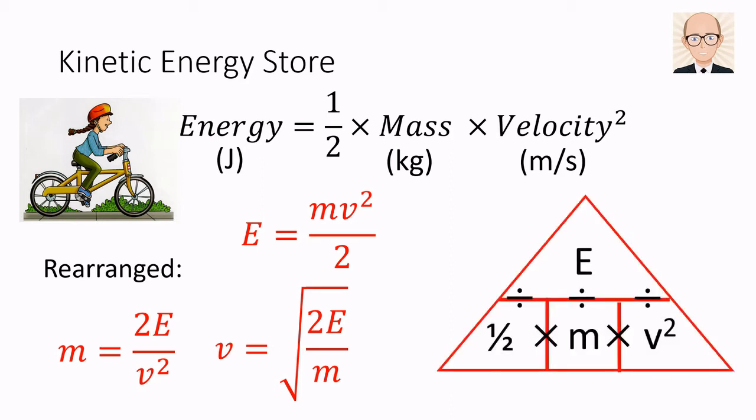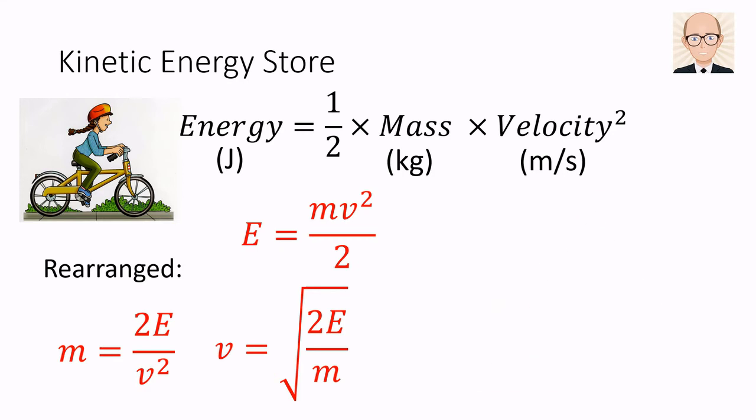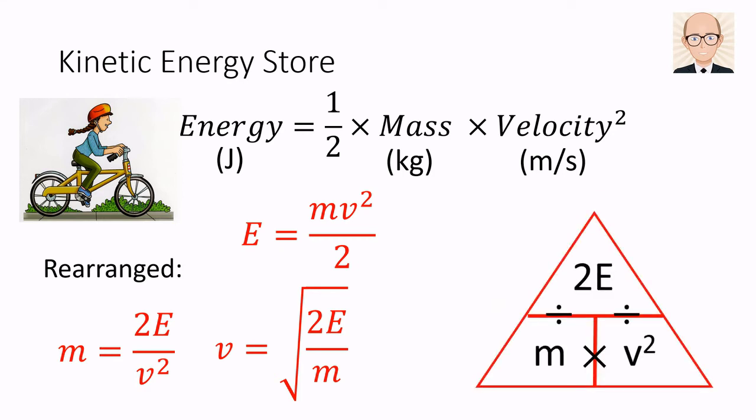Putting these equations into a triangle becomes a bit tricky. One way you could do it is like this, but be careful when calculating velocity because you'll have to remember to square root the E over half m. Another way to draw it is like this. I prefer this version because it's easier to remember, but be aware that you'll now be calculating 2E rather than E, so don't forget to halve the result.